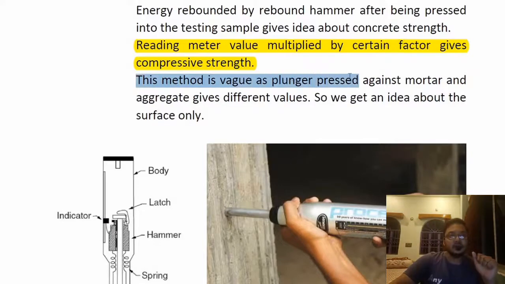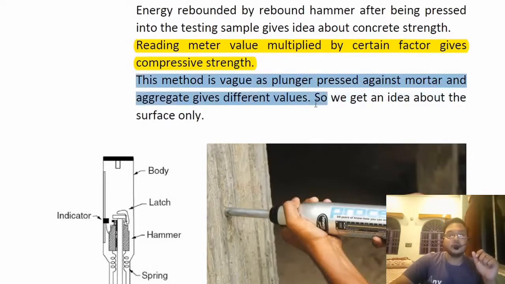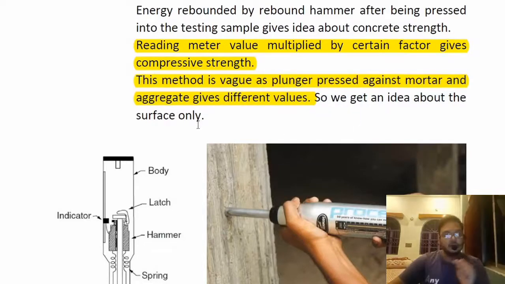Now the thing is that this method is vague, as the plunger pressed against mortar and aggregate gives different values. So this is also very important. This method is considered vague as the plunger pressed against this particular mortar or this aggregate actually gives us different values, because this is very much dependent upon the homogeneity of concrete. But in real life we actually don't get 100% homogeneous concrete. It's not like we will get totally homogeneous concrete with all the materials distributed equally in that particular specimen. It doesn't happen in a real life scenario.